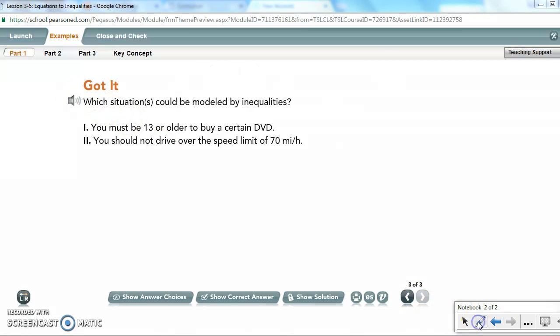Which situation or situations could be modeled by inequalities? You must be 13 or older to buy a certain DVD. You should not drive over the speed limit of 70 miles per hour. Okay, so here a keyword is or older. Could you be 14? Yes. Could you be 15? Yes. So one should be a solution.